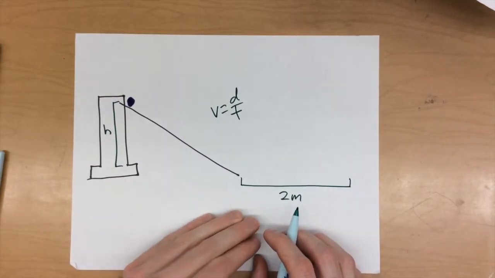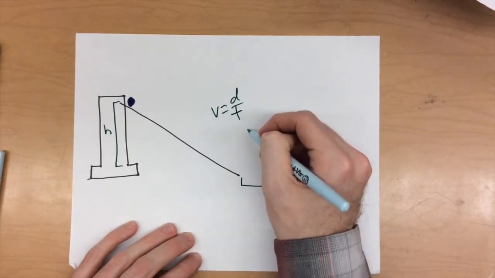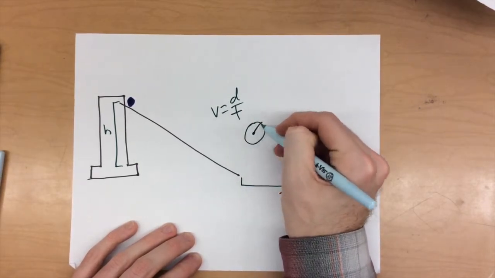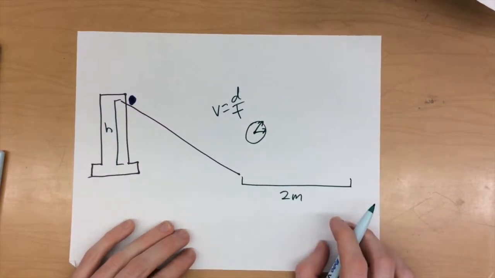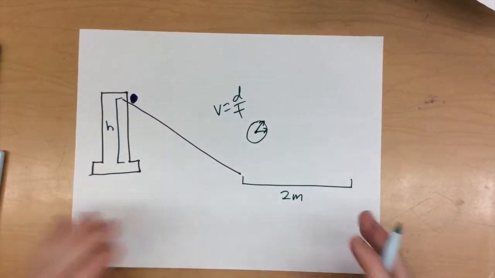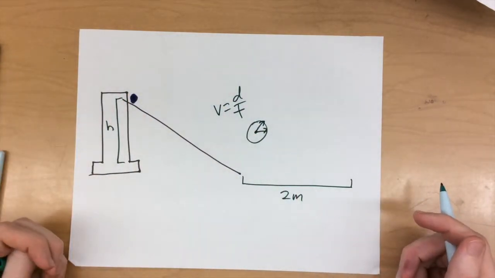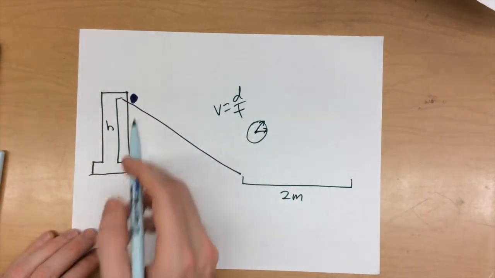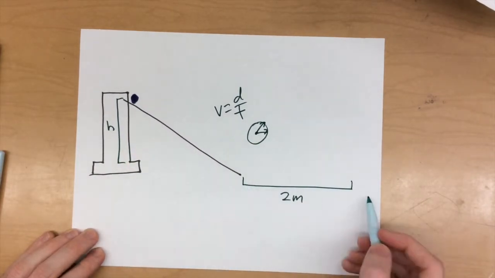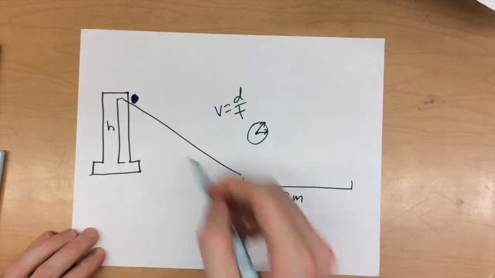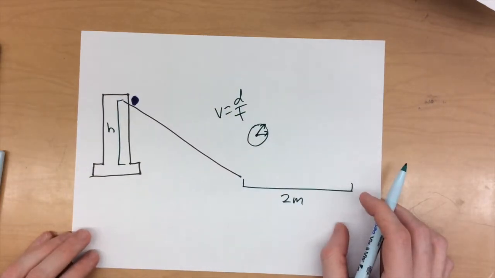I like to draw a little clock around here to show that we are timing how long it takes to go 2 meters. So this is what a good procedure drawing should look like with all of these labeled. And then when you go to value of controls, you would say things like the mass of the ball and the 2 meters that we kept the same and the length of the ramp. Those would all be good values of controls for this case.